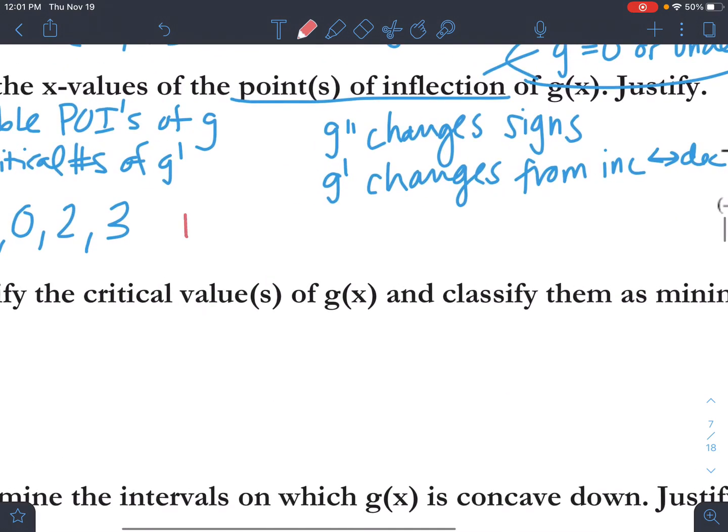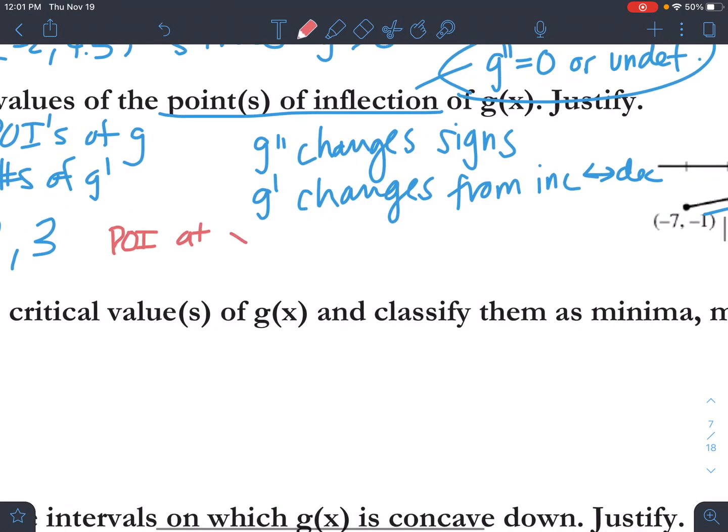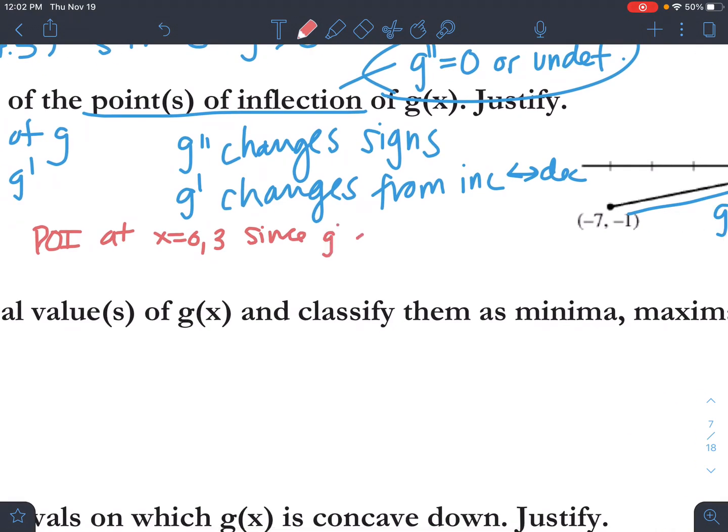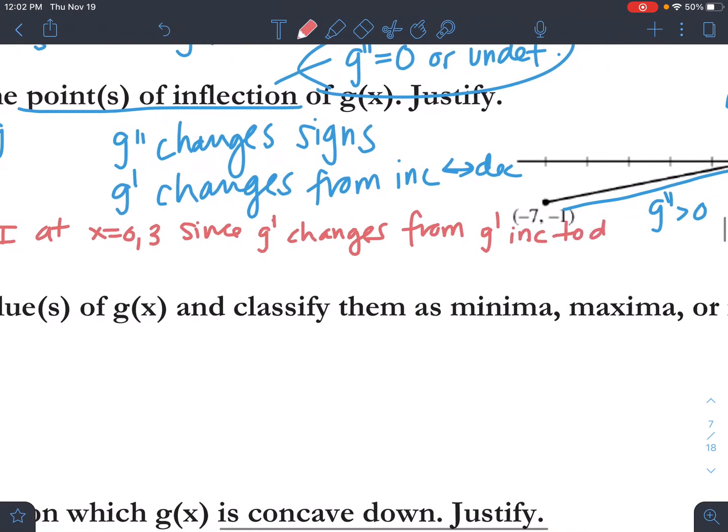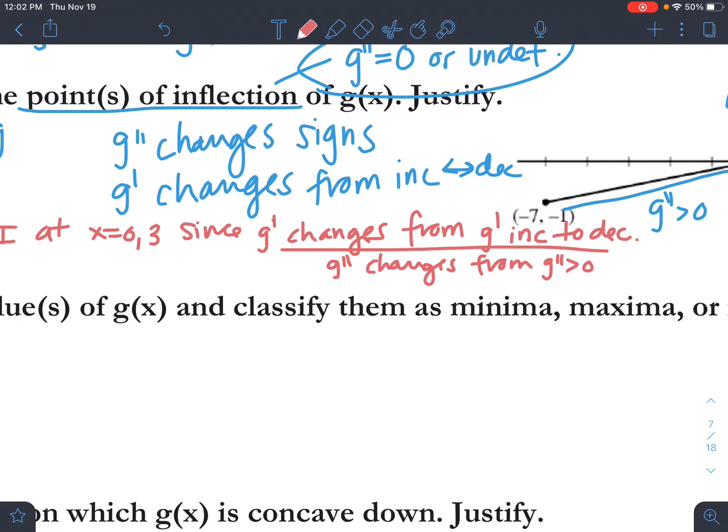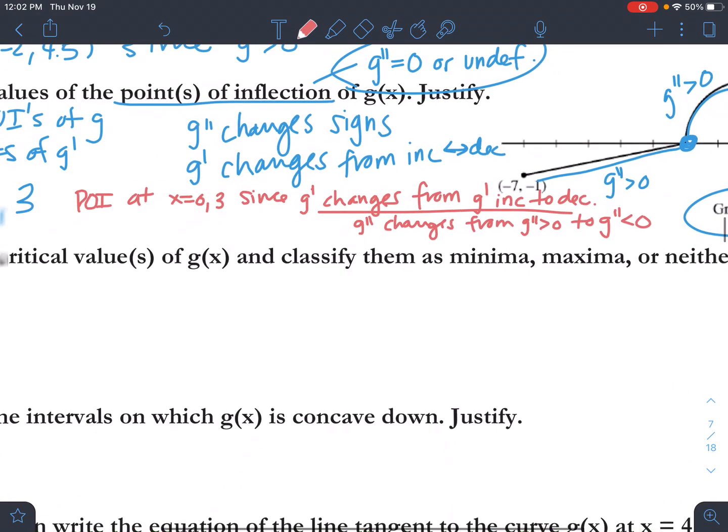Okay, so there are points of inflection, POI, at, okay, I'm going to categorize them a little bit. So x equals 0 and x equals 3, that was because g prime changes from g prime increasing to decreasing. Okay, you could also say here, sorry, there's not a lot of space, g double prime changes from g double prime positive to g double prime negative. Okay, and my other sentence about x equals 2 is going to be almost exactly the same, so I don't want you to get confused on that.